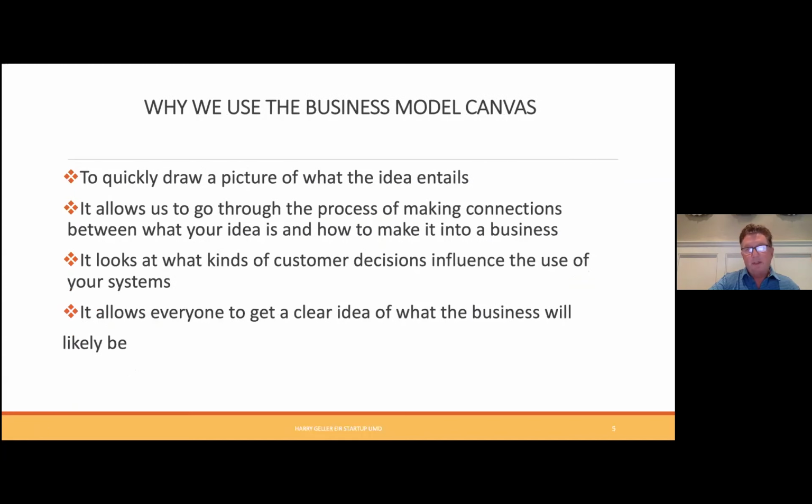So why do we use the business model canvas? Again, it quickly draws a picture of what the idea entails, allowing us to go through the process of making connections between the idea and how to make it into a business. And it looks at what kind of customer decisions influence the use of your systems. And it allows everyone, investors, people you're pitching the idea to, potential employees and partners, to get a clear idea of what the business will likely be.